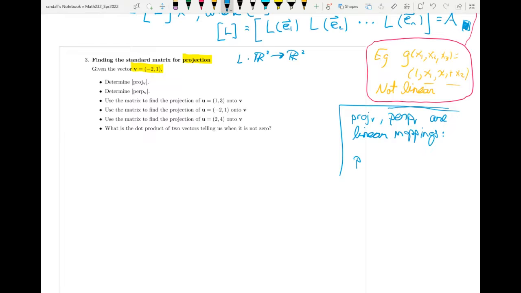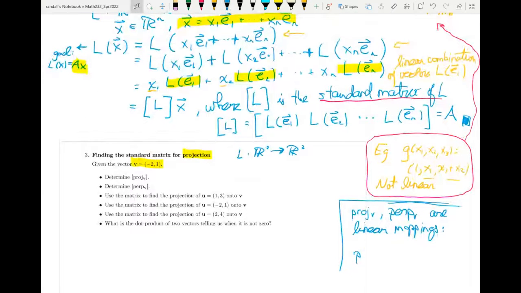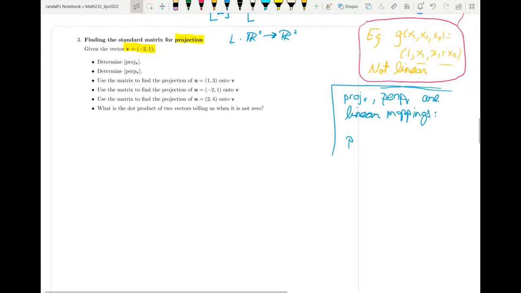If a function is not a linear mapping, this is for you to think about. If it turns out not to be a linear mapping, you can still compute this matrix L. You can still compute L of E1, L of E2, L of En, and form that matrix. My question to you is, what use is that matrix? What does that matrix tell us about that nonlinear function? Think about that. The answer is it doesn't define the function.